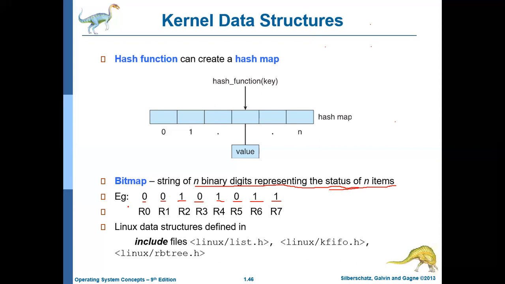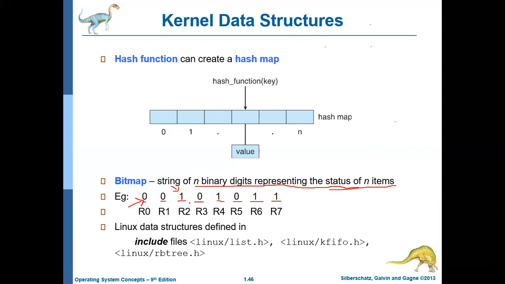Let us assume if it is 0, then it is currently being used by some process. The resource is not free, it is being used. And if it is 1, it is free. Or you can think the other way: if it is 1, it is being used, and 0 means free. But here let us assume that 0 means the resource is being used, and 1 means the resource is free.